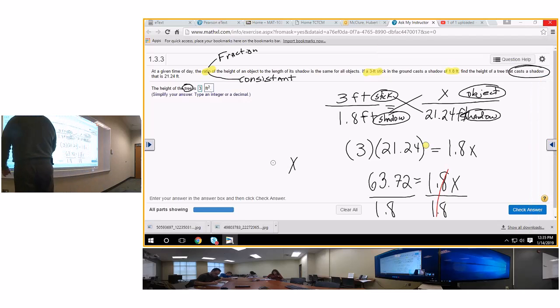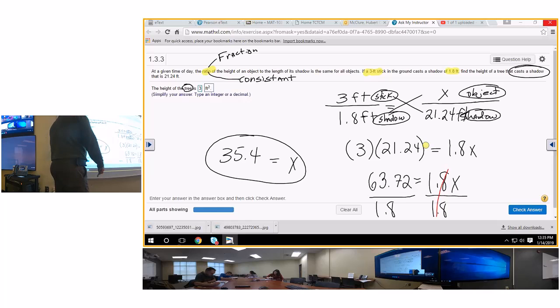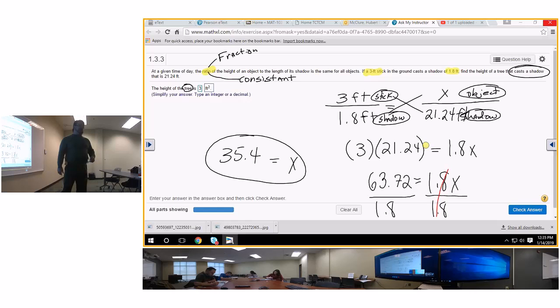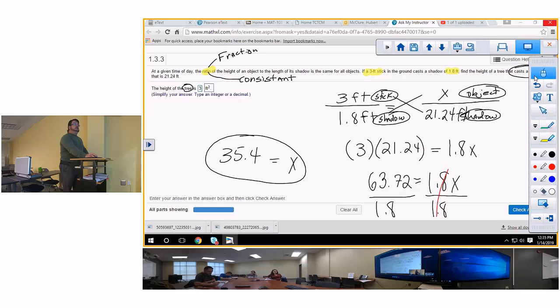X is equal to, what does it come out to be? 35.4. I'm sorry, say again? 35.4. Everybody else get that? Somebody check my math and see if it comes out to be 35.4. I need somebody to say yes or no. Yes. Okay, good.